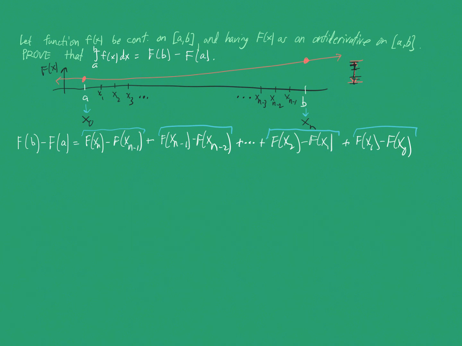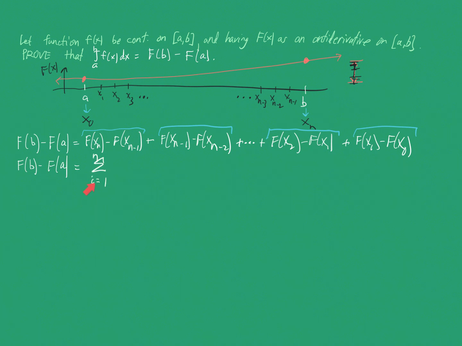The next step is to rewrite this long expression using summation notation. Before we do, just notice how these terms cancel each other out, and every pair will do that all the way down to the end. Leaving us only with F of x sub n, which is F of b, minus F of x sub 0, which is F of a.